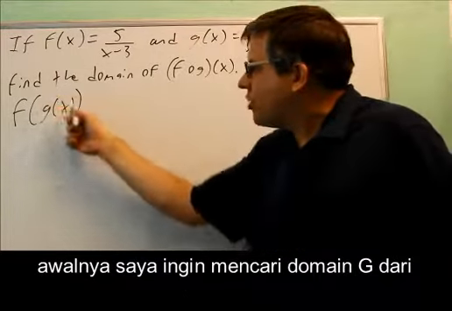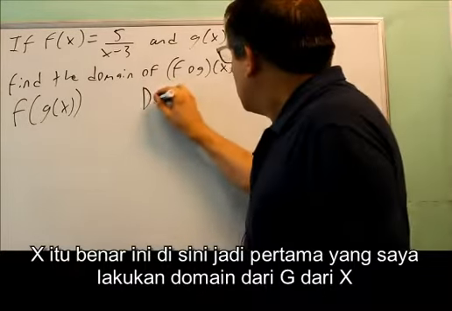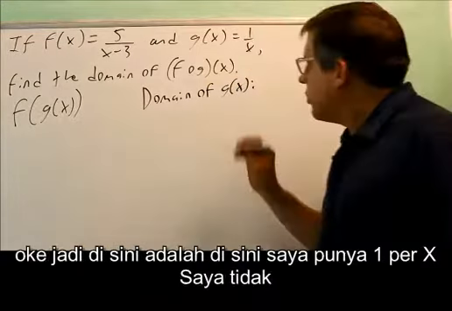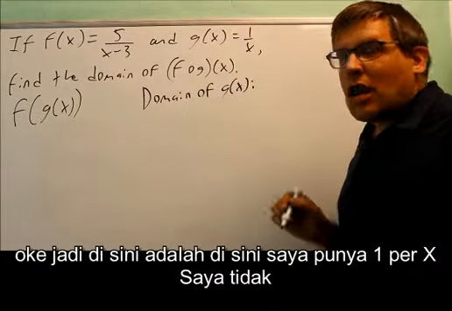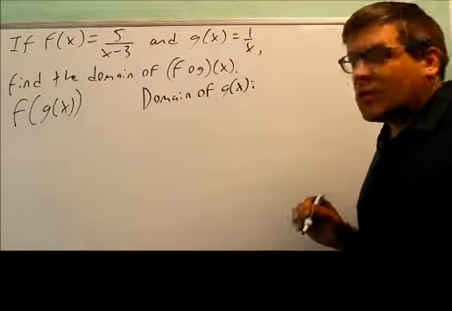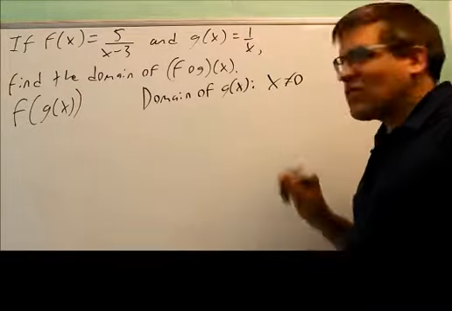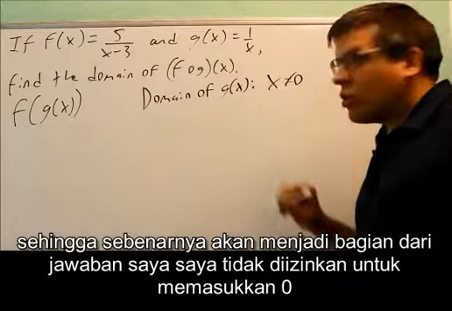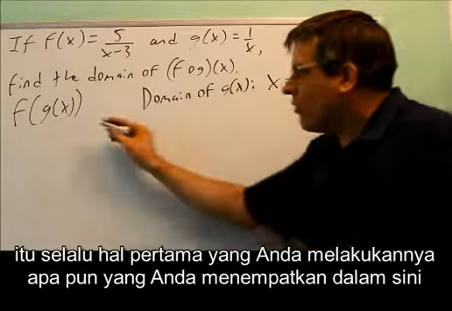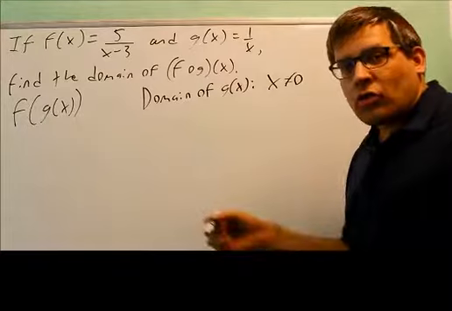So first, I want to find the domain of g of x. That's this right here. Okay, so here it is. I have 1 over x. I'm not allowed to put a 0 into the bottom because otherwise it's going to be undefined. So what I would write is this: domain of g of x is x not equal to 0. That's actually going to be part of my answer. I'm not allowed to include 0. That's always the first thing you do. Whatever you're putting inside, which is g of x, find the domain of that first.